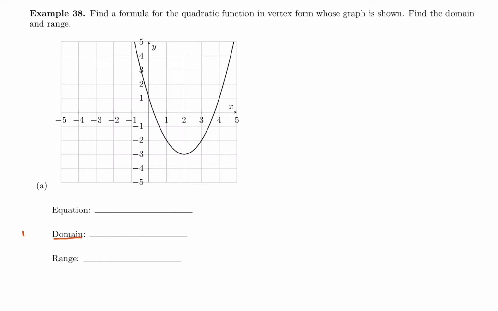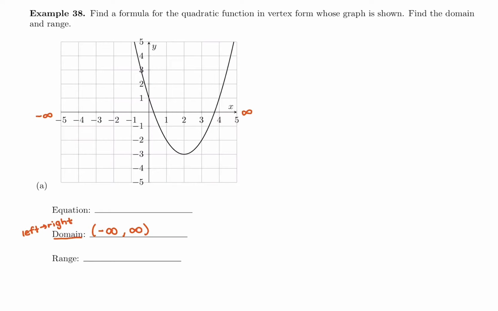Domain is reading a graph left to right. Whether you're looking at a quadratic function or not, that's the same. You read left to right. This graph goes out far to the left and far to the right. So in terms of x values, far to the left is negative infinity and far to the right is positive infinity. So our domain is negative infinity to positive infinity. In fact, that's the domain for every quadratic function.